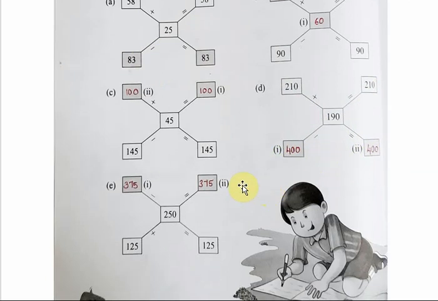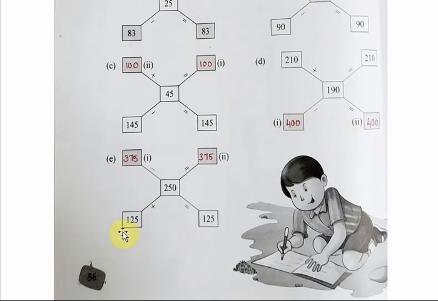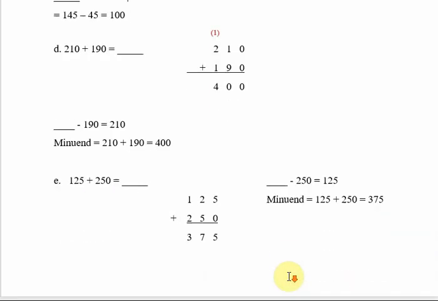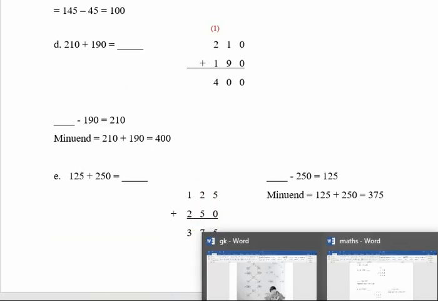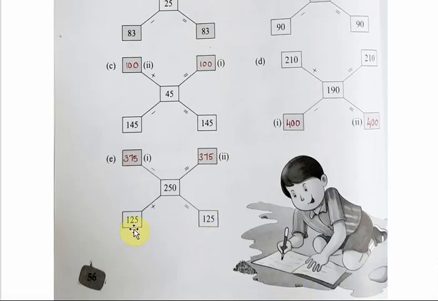See the next question, same as this one. 125 plus 250. How much is 125 plus 250? Let us add here. See, 125 plus 250: 5 plus 0 is 5, 2 plus 5 is 7, and 2 plus 1 is 3. So we got the answer 375. So 125 plus 250 is equal to 375.